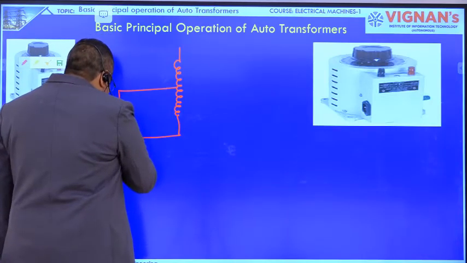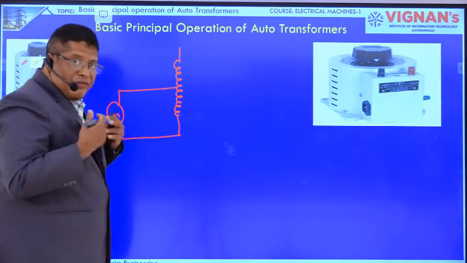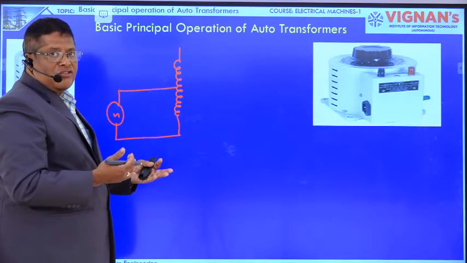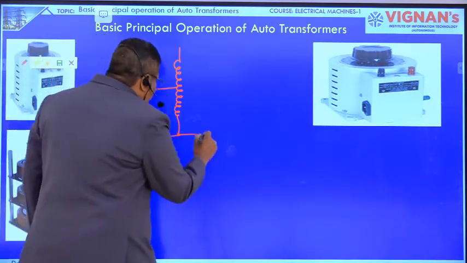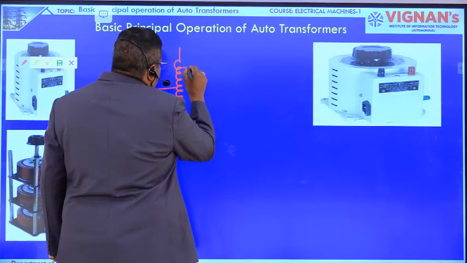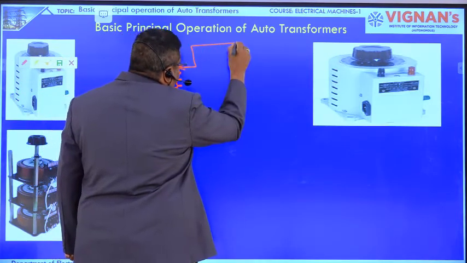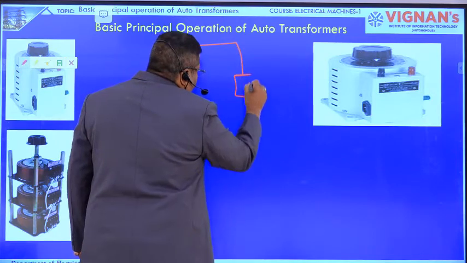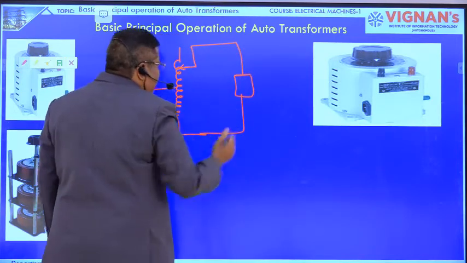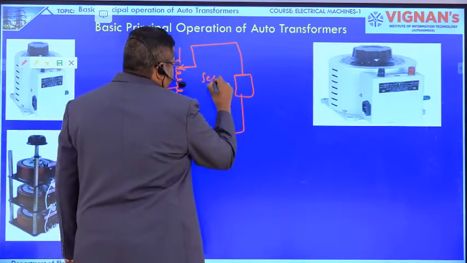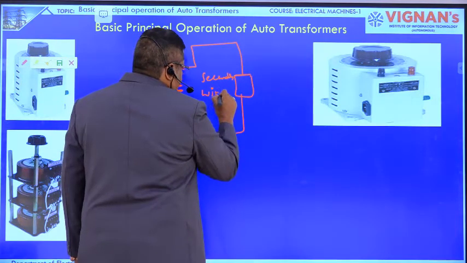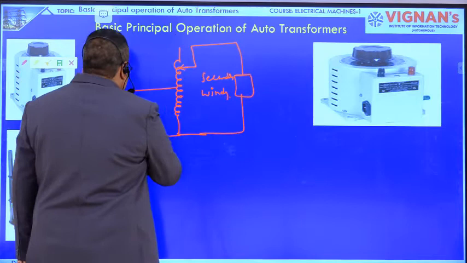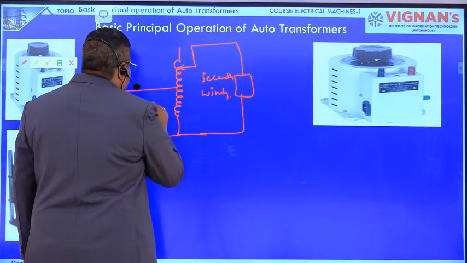Wherever we are giving the sinusoidal voltage, nothing but wherever we are giving energy to the auto transformer, that is nothing but the primary winding. Across these two points, we are connecting a load, nothing but the secondary winding. This is the secondary winding, and this is the primary winding. See, this is the variable point.